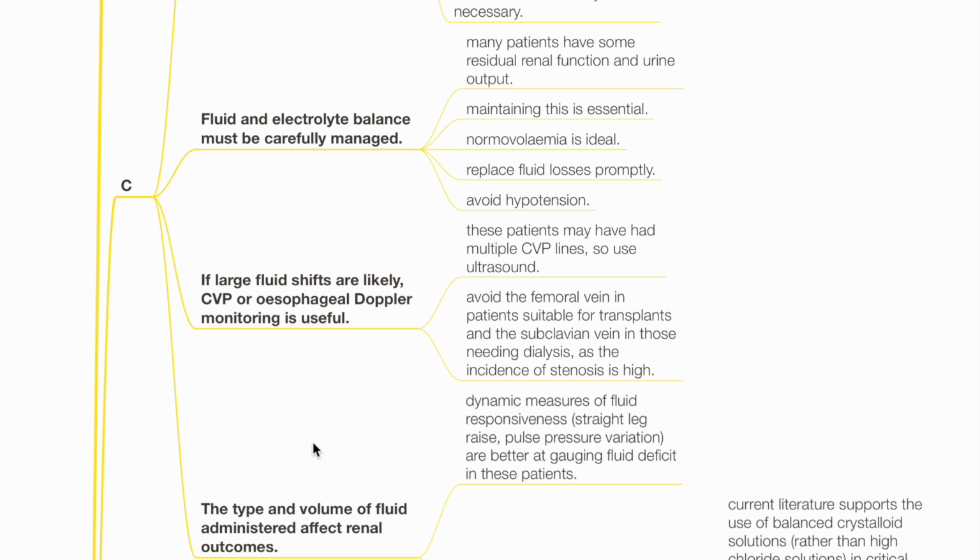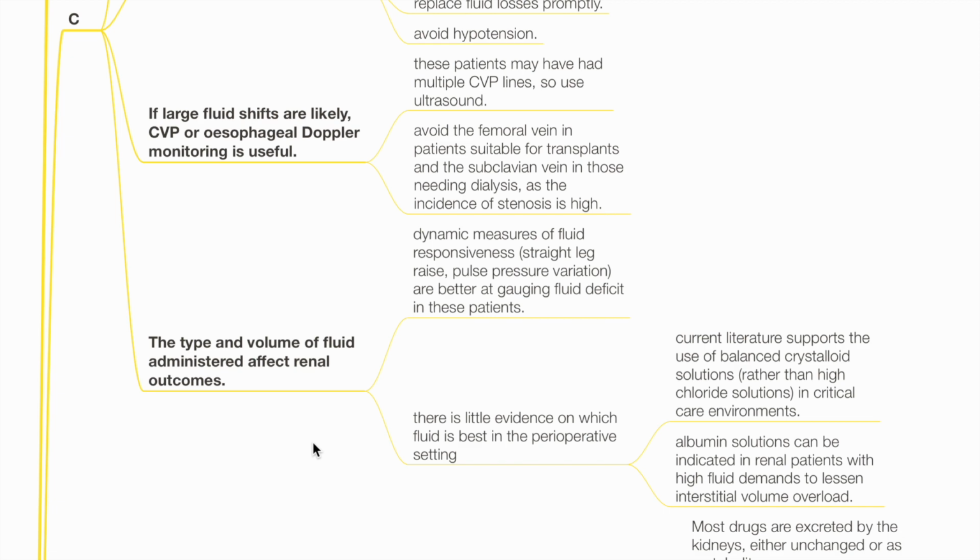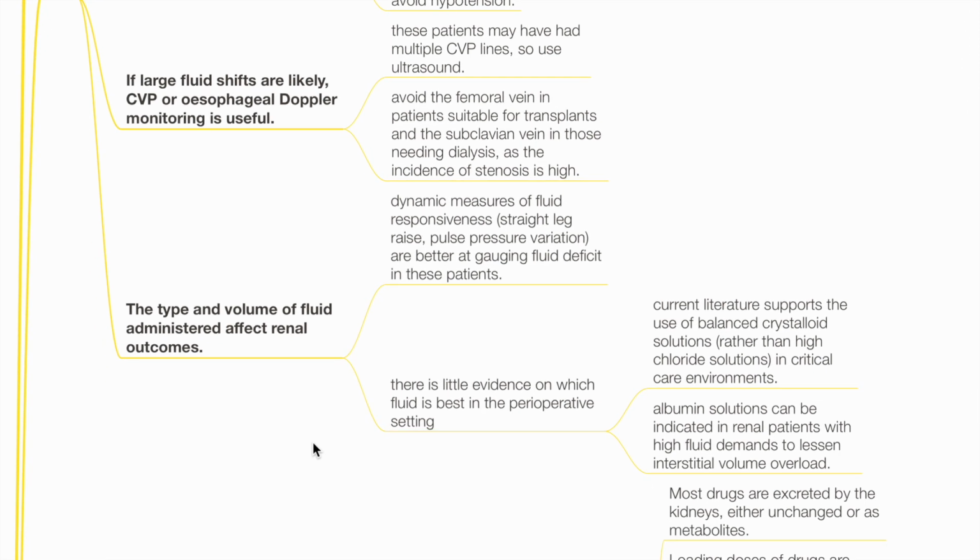Avoid femoral vein in patients suitable for transplants and subclavian veins in those needing dialysis, as incidence of stenosis is high. The type and volume of fluid administered affects renal outcome. Dynamic measures of fluid responsiveness, such as straight leg raise and pulse pressure variation, are better at gauging fluid deficit in these patients. There is little evidence on which fluid is best in perioperative setting.